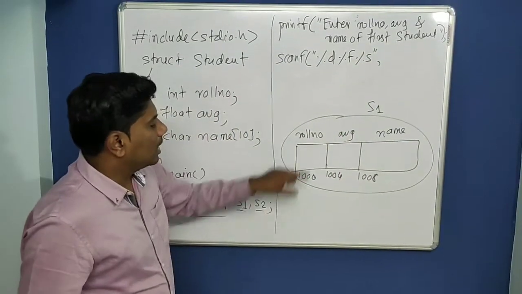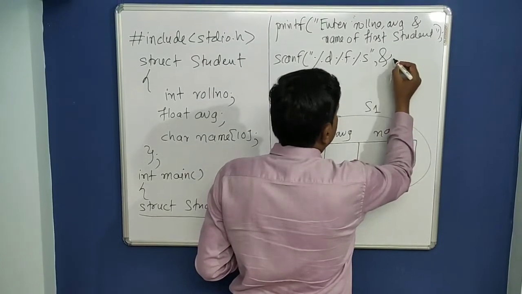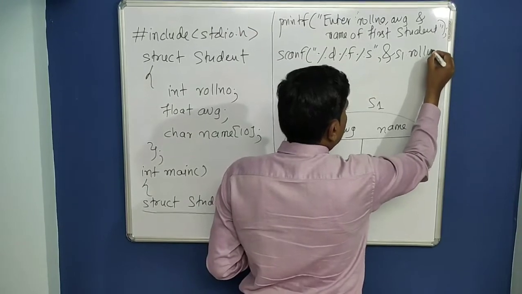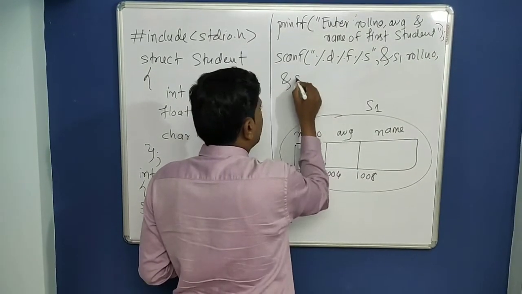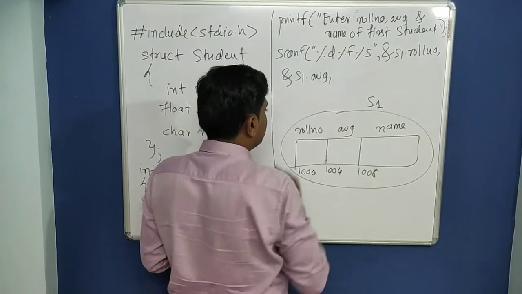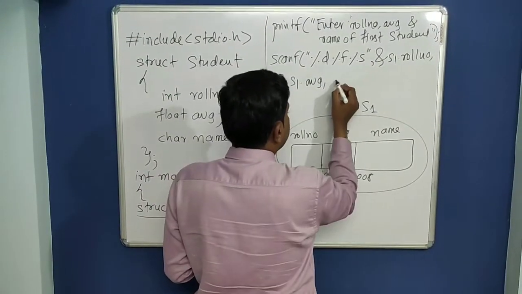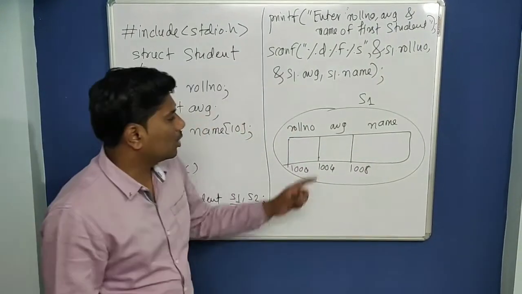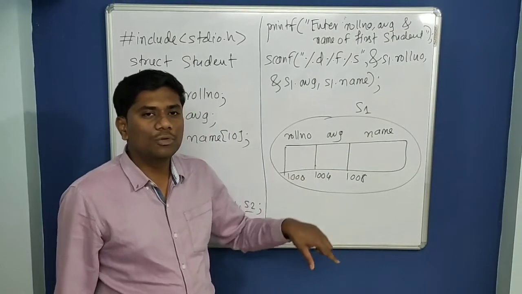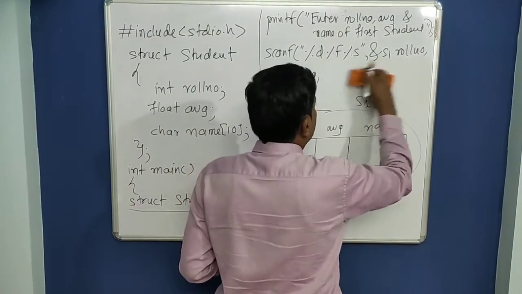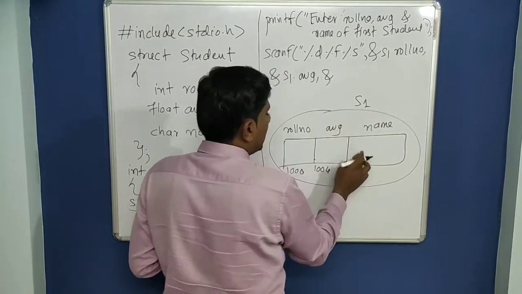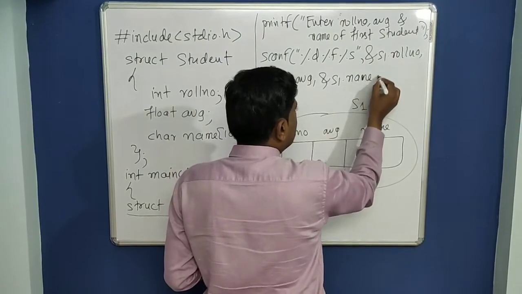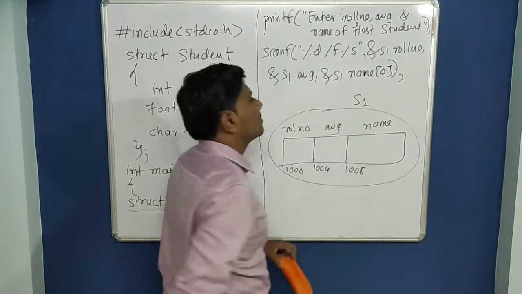As we are going to read an integer value, you should use the ampersand operator with S1 dot roll number, comma, and ampersand S1 dot avg. And for reading a string value, we are not using the ampersand operator. You can also use the ampersand operator if you want to. Since S1 dot name is a character array, because there are 10 addresses, you can use it like this.